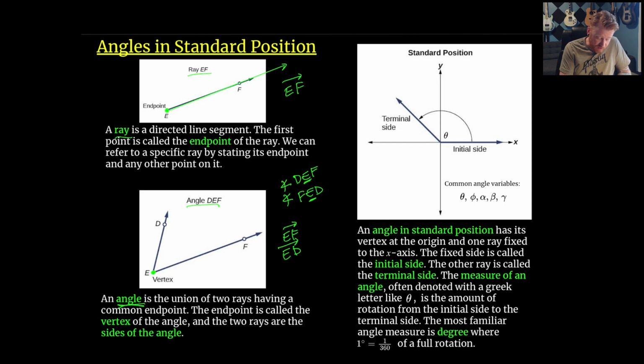There we've got the endpoint. It's called the vertex of the angle, so we mentioned that. And then the two rays are the sides of the angle, so each one of the rays is a different side of the angle, and they actually will have more specific names here.